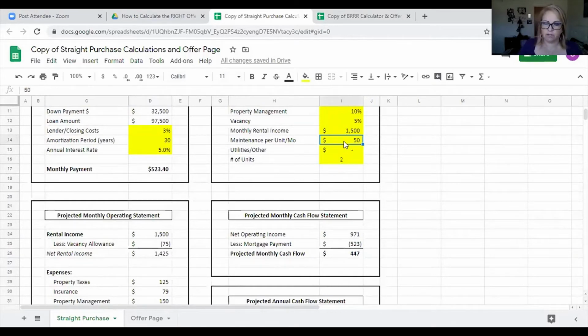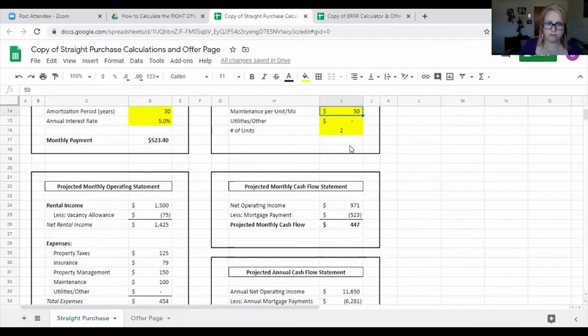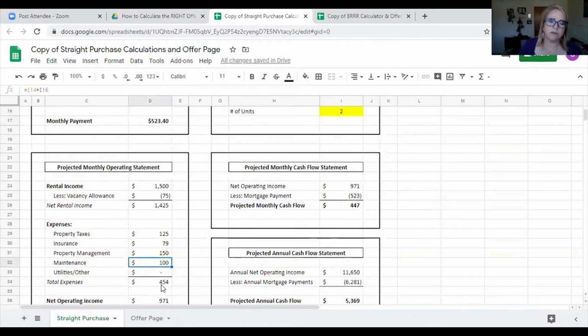Okay, and if we had changed this to 100, just to show you, let's say I changed that to $100 per month if I felt that was necessary. You'll see down here, it changes the maintenance to 200. Just to show you how things flow through. Okay, so then what we have is total expenses.